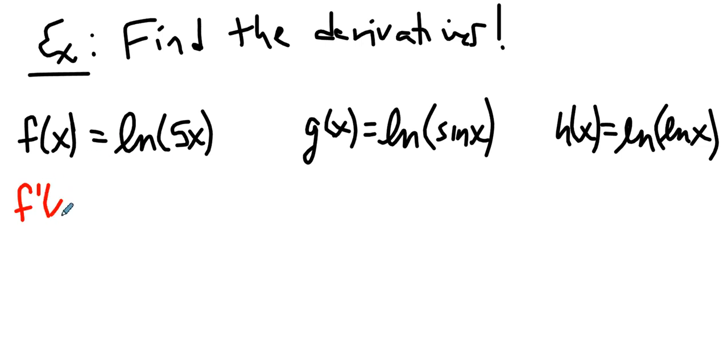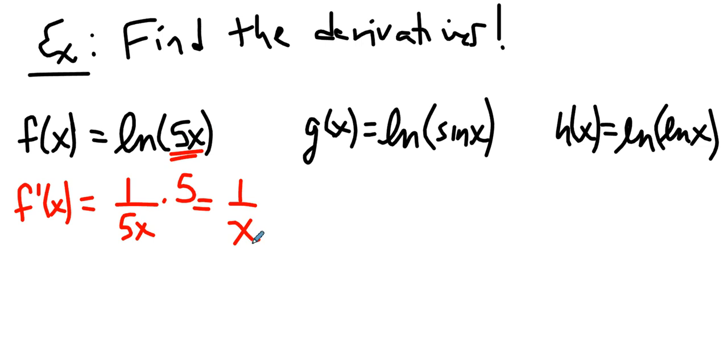The derivative of the natural log of something is 1 over something. Chain rule requires that we multiply by the derivative of that argument. You remember the chain rule. And so it turns out that the derivative of the natural log of 5x is the same as the derivative of the natural log of x. Well, that's interesting.